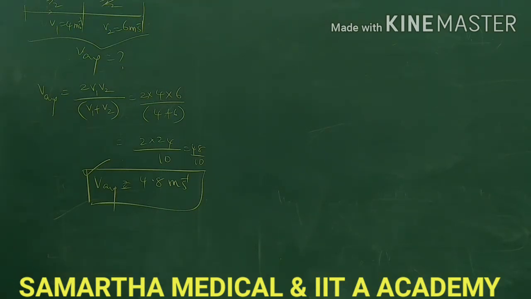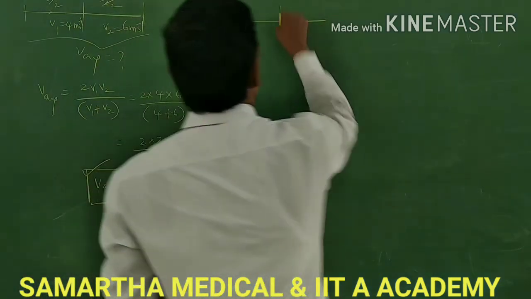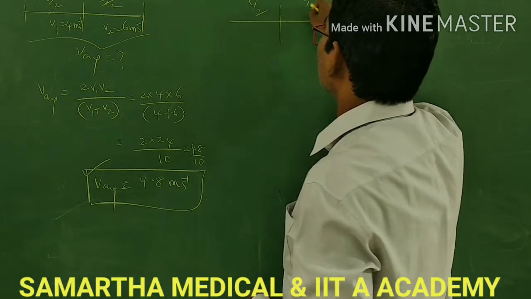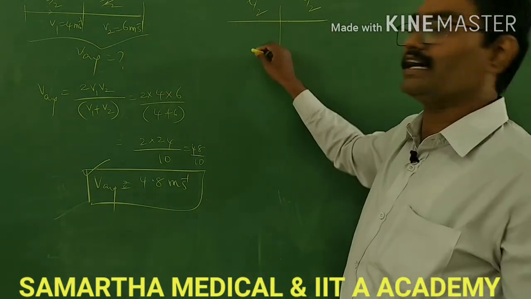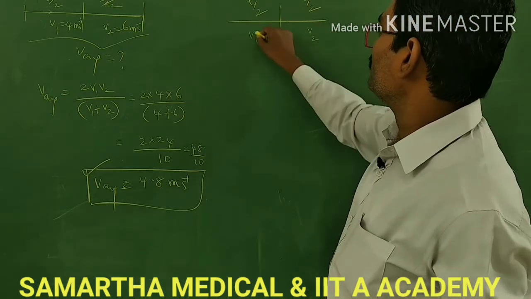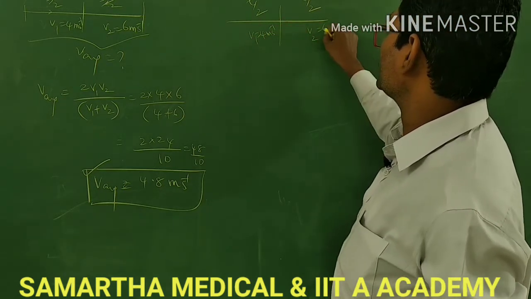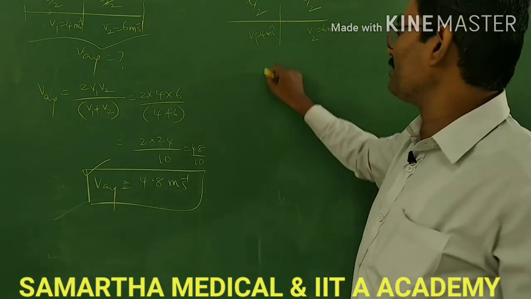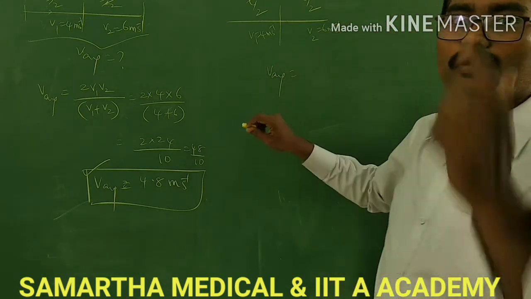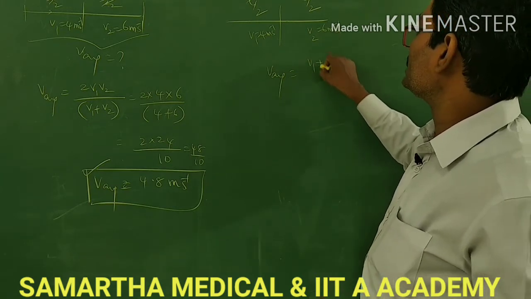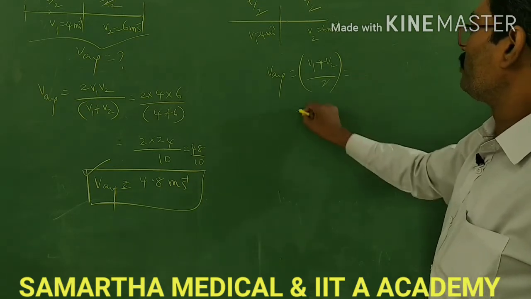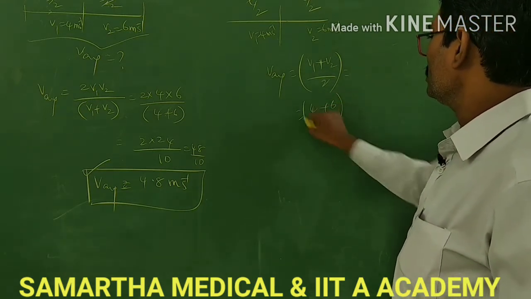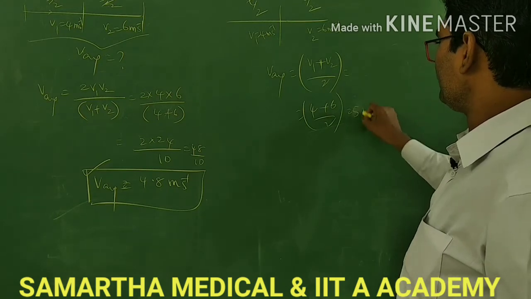So what is the formula? Yes, V1 plus V2 by 2. Why? Half of the journey time. Previous one, half of the journey distance. Now here, half of the journey time. Speed V1 is 4 meter per second, V2 is 6 meter per second. Then average speed is V1 plus V2 by 2. So 4 plus 6 by 2, 10 by 2. So 5 meter per second.